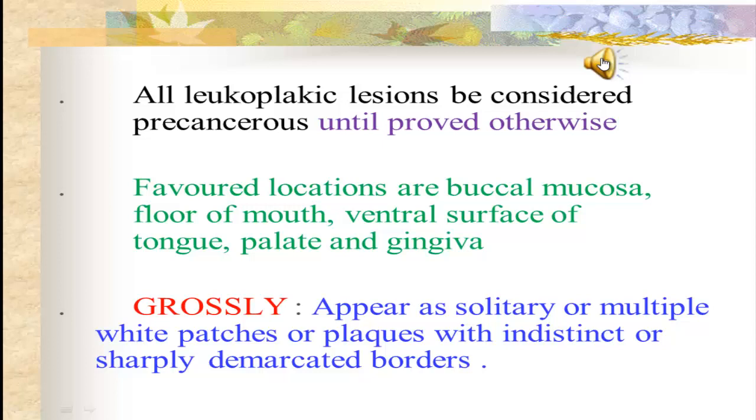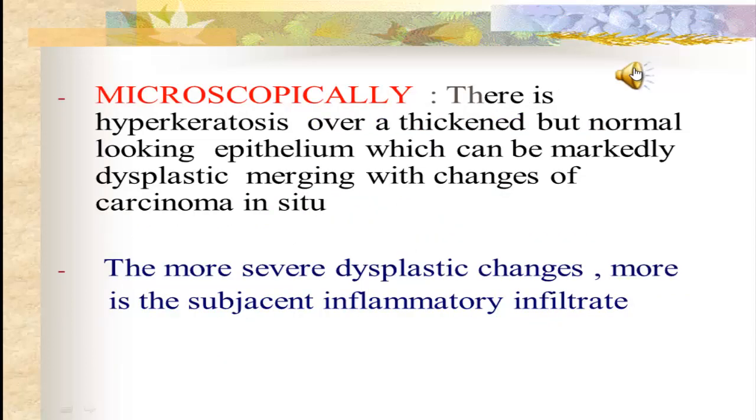Grossly, leukoplakic lesions appear as solitary or multiple white patches or plaques with indistinct or sharply demarcated borders. Microscopically, there is hyperkeratosis over thickened but normal looking epithelium which can be markedly dysplastic, merging with the changes of carcinoma in situ. The more severe the dysplastic changes, the more is the subjacent inflammatory infiltrate of lymphocytes and macrophages.